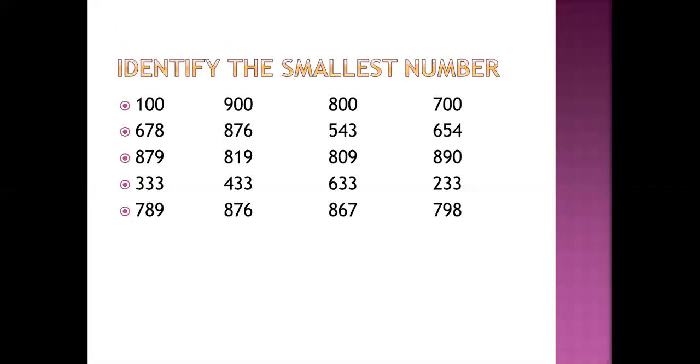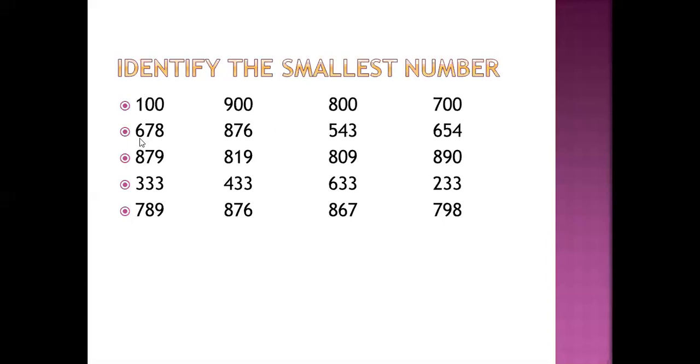Now as for the next question, we have to identify the smallest number. Now we've done the biggest number in the previous exercise. Now let's do the smallest number. So we've got 100, 900, 800 and 700. So let's see the hundreds place. We've got 7 here, we've got 8 here, 9 here and 1 here. And yes, 1 becomes the smallest number. So 100 becomes the smallest 3-digit number here.